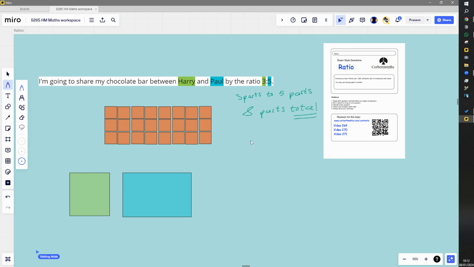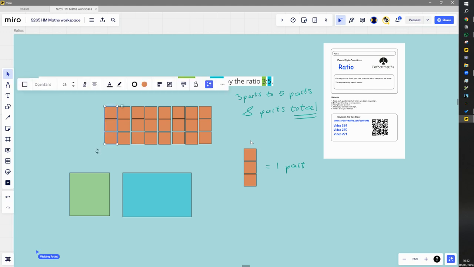So what we do is we take this whole chocolate bar and think, I can probably divide it by 8. Now, if you notice at the top, I've been careful to make sure that it's 8 along the top, which means that is going to be equal to 1 part. 3 bits of chocolate can be 1 part.